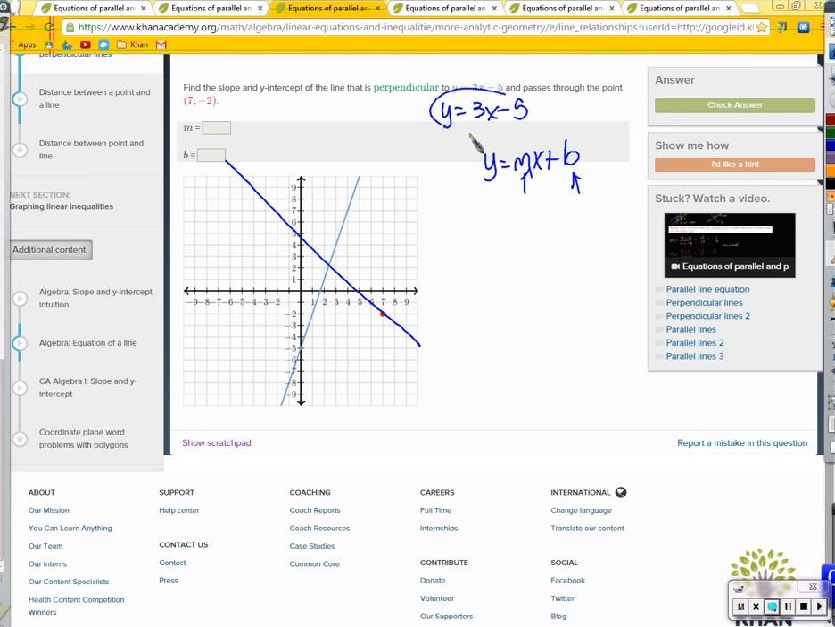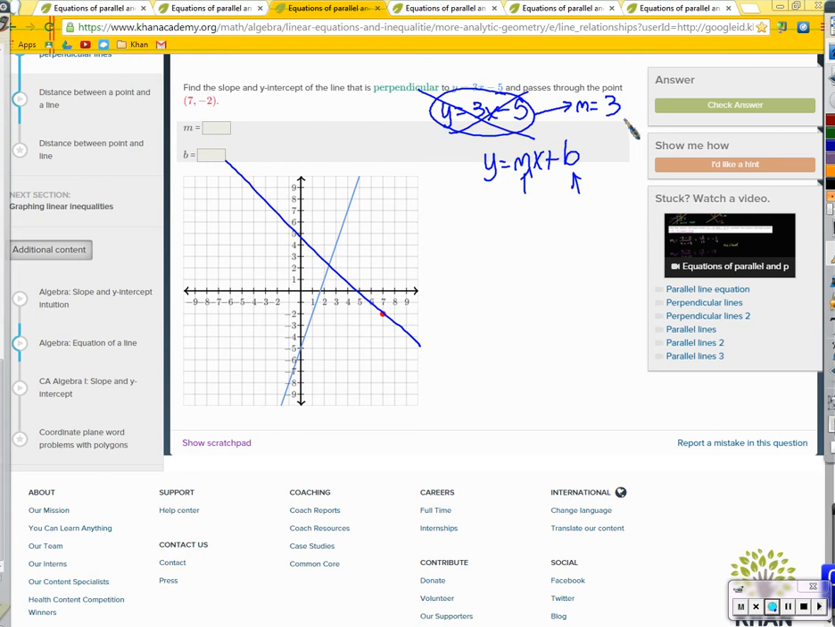Negative 1/3, because this guy here, I want you to pay close attention to this. This guy has a slope of 3. Once I know that, I don't need to worry about this equation anymore. So don't make the mistake of using this minus 5, because it has nothing to do with the line we're trying to find. The only thing that has to do with the line we're trying to find is a slope.